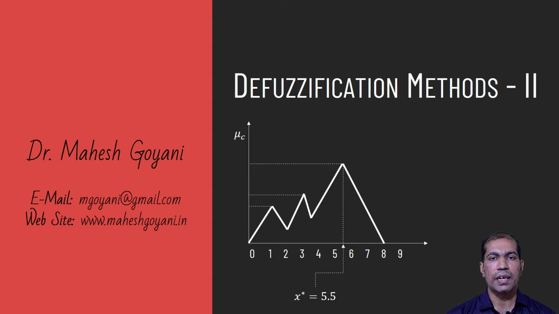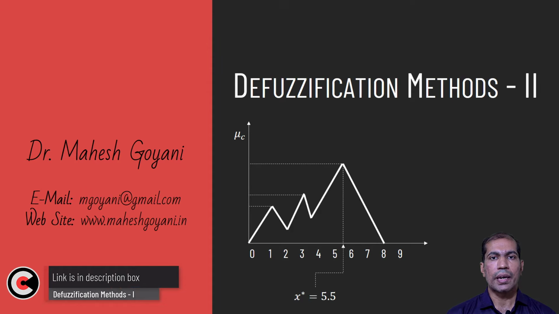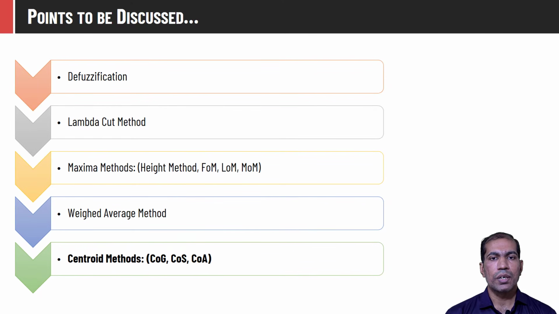This is actually the second video of this concept, so I recommend you watch the first video, that is defuzzification methods part 1. These are the points I am going to cover in this video. Except the last topic, all the remaining topics I have already covered in video 1. So we'll be directly jumping to the centroid methods, that is the CoG, CoS and CoA methods.